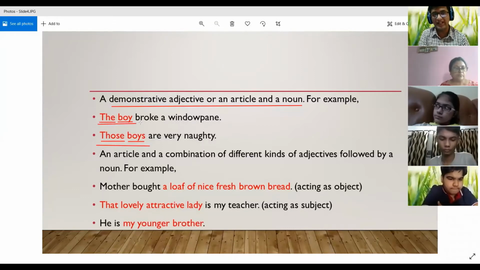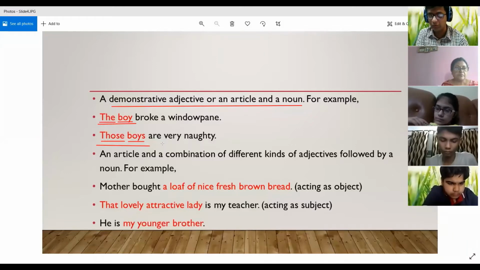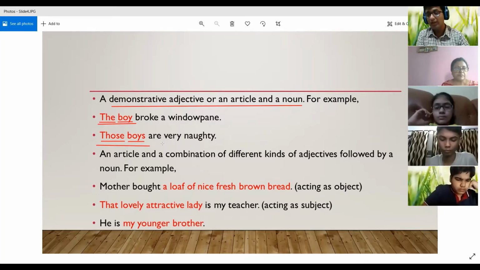Because the boy is acting as a noun, those boys are very naughty is again acting as a noun. Because to answer the question, who are very naughty, we are going to say, those boys are very naughty. Who broke the window pane? The boy. So that boy. So in all these cases, when we want to answer the question what or who, the boy, those boys will be our answers. So they will be called noun phrases. Okay.